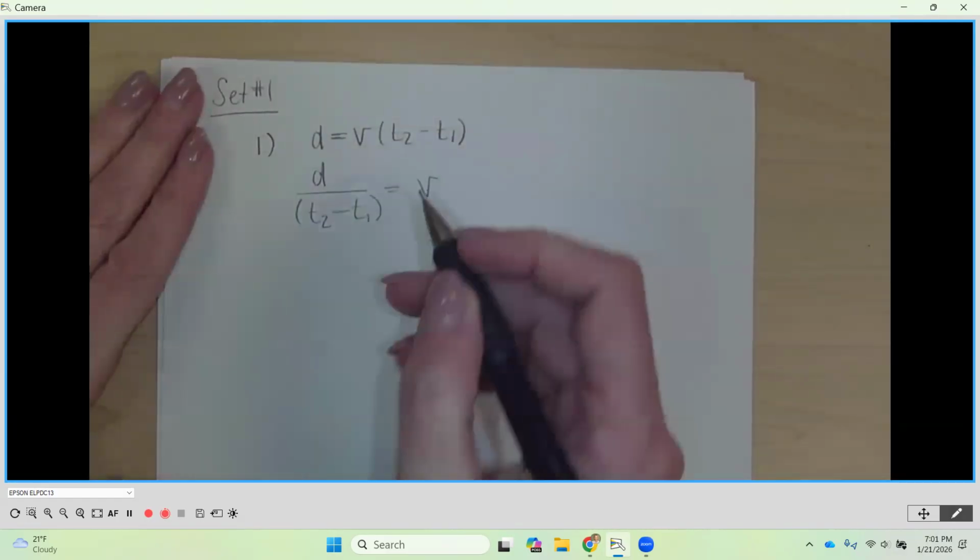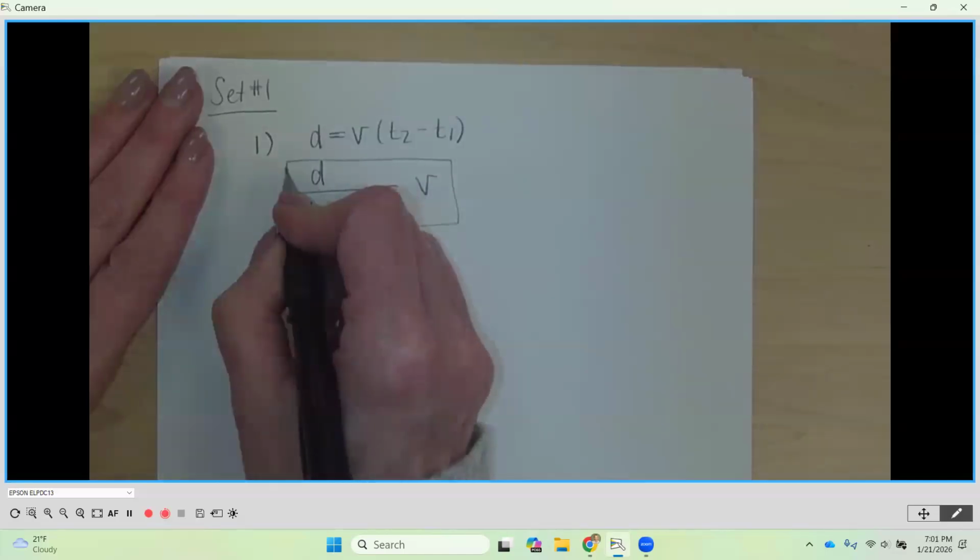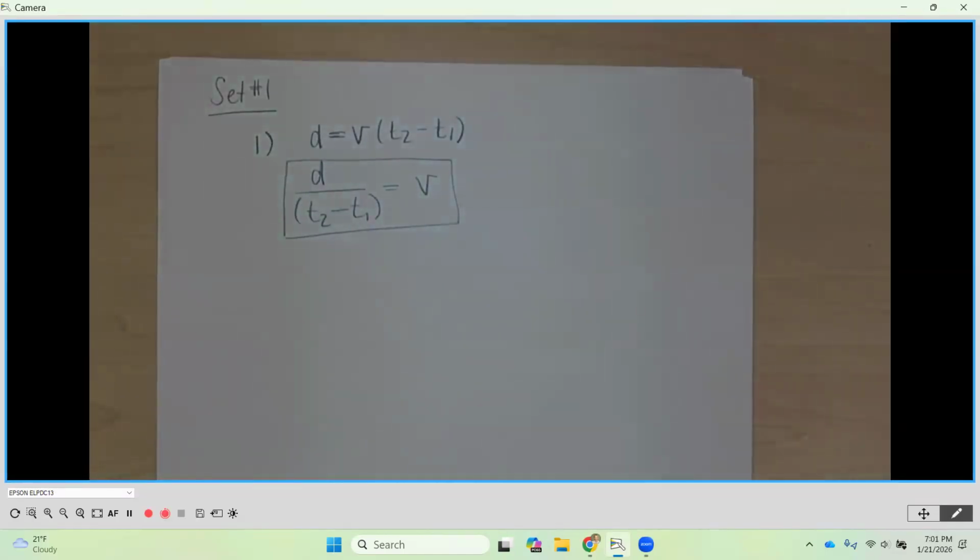And then once you have it in its final form, you're going to just put a box around it, and that tells me that's your final answer.